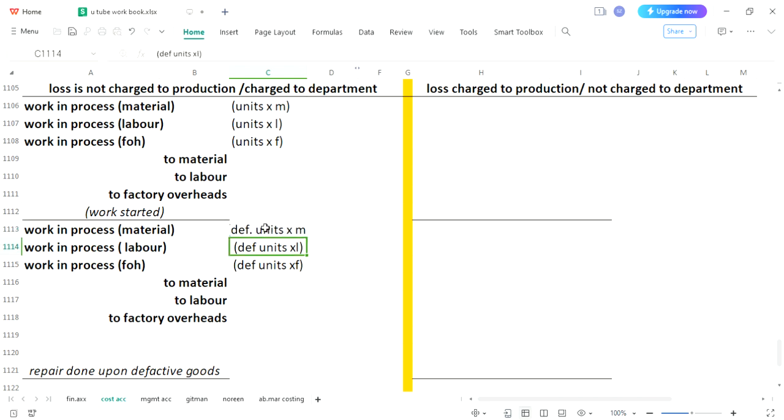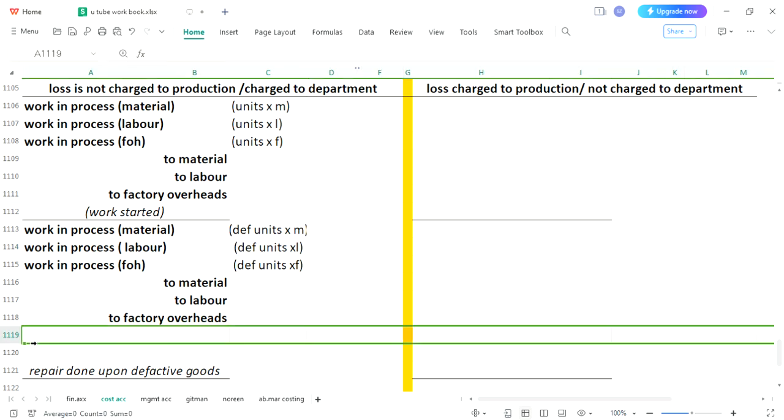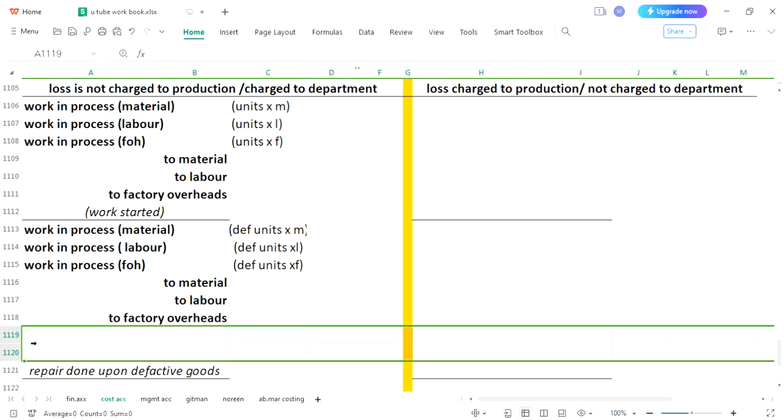Alright guys, in this way you will complete your amounts for repair. What we are doing over here is repair done on defective goods, work started. That means you have put your effort of material, labor and overhead upon the total number of units, and here you are putting your effort only upon the damaged products. These two columns are extra. Let's remove these columns.